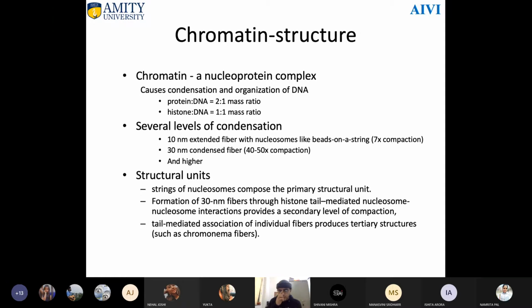So protein to DNA by mass is going to be 2:1. Means 2 protein is there, 1 DNA is there. So a very large amount of protein is involved in the packaging of your DNA. And if you see a second ratio, there's a histone to DNA ratio, so 1:1. So 1 histone, 1 DNA is there, but another 1 protein is also there that is going to be non-histone in nature.